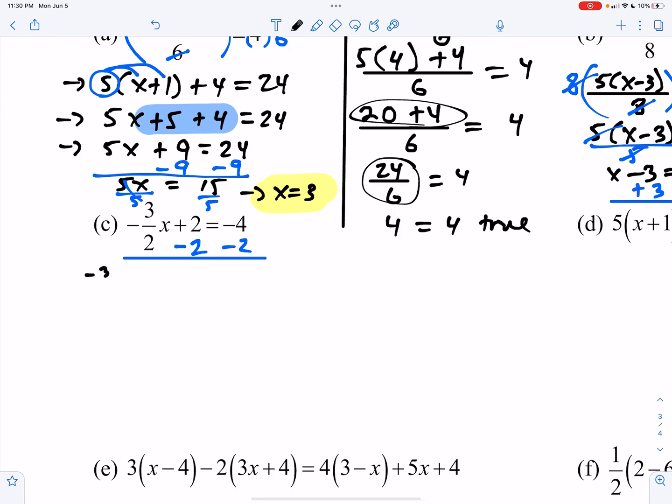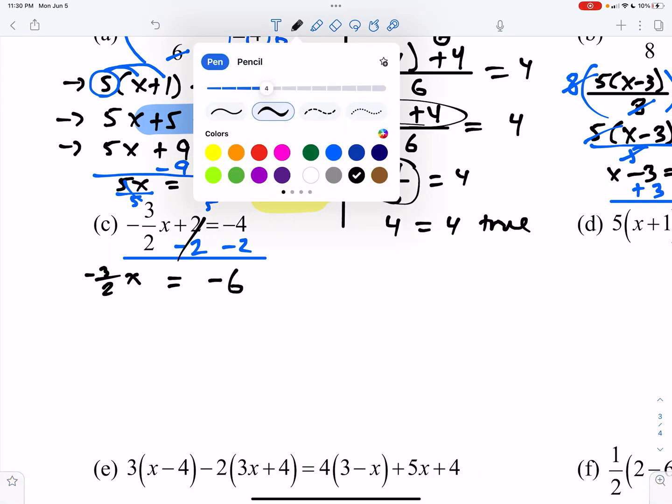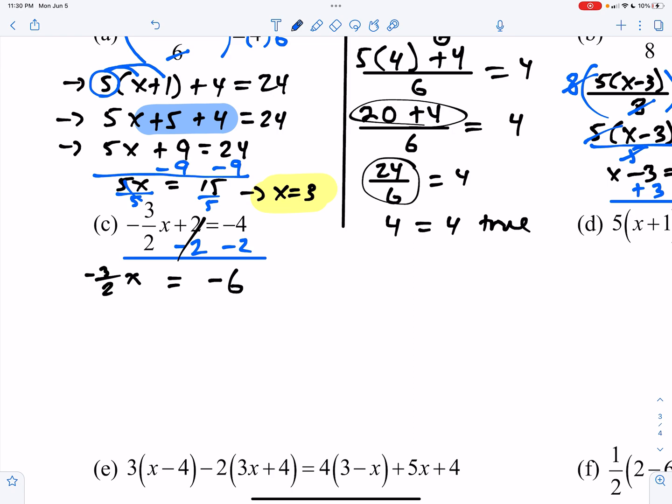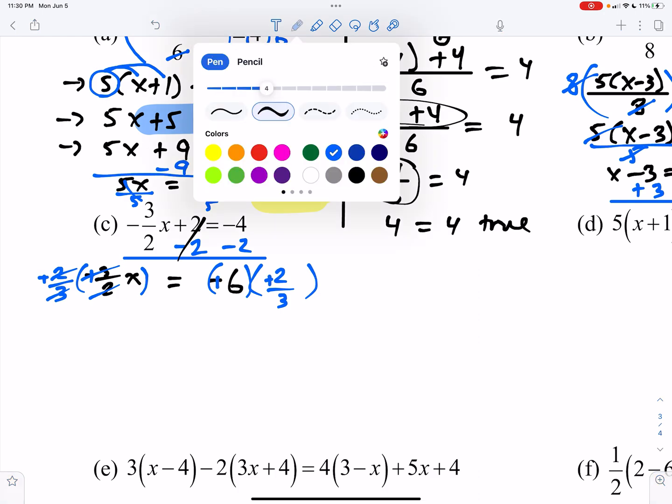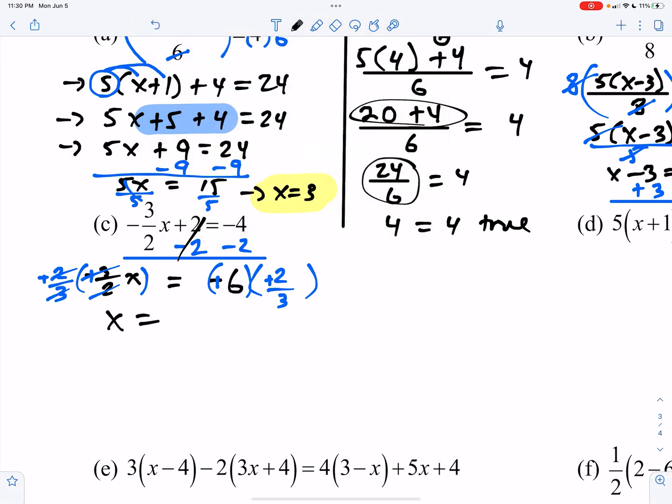So I get negative 3 halves x equals negative 4 minus 2 would be negative 6. Now remember what we did a few problems ago. In order to get rid of a fraction, you have to multiply by the reciprocal of that fraction. So the reciprocal of negative 3 over 2 is negative 2 over 3. And I multiply out both sides. Cancels, cancels, cancels, cancels, and the two negatives cancel as well. And here, negative times a negative is positive. And so I have x equals 12 divided by 3, which is 4.